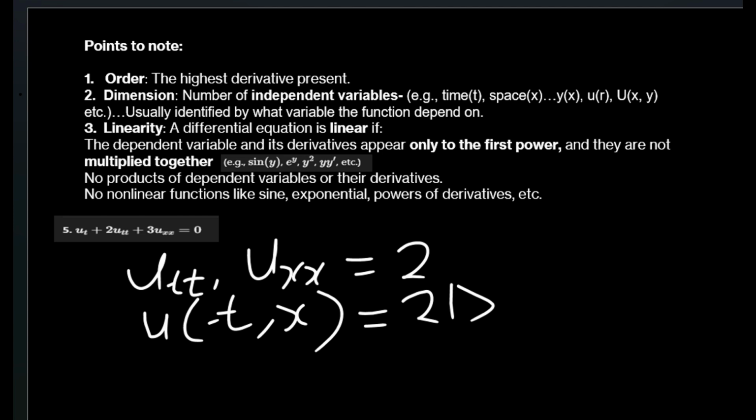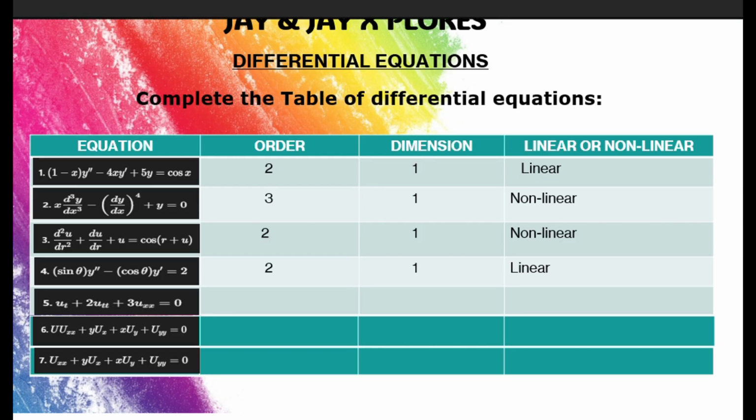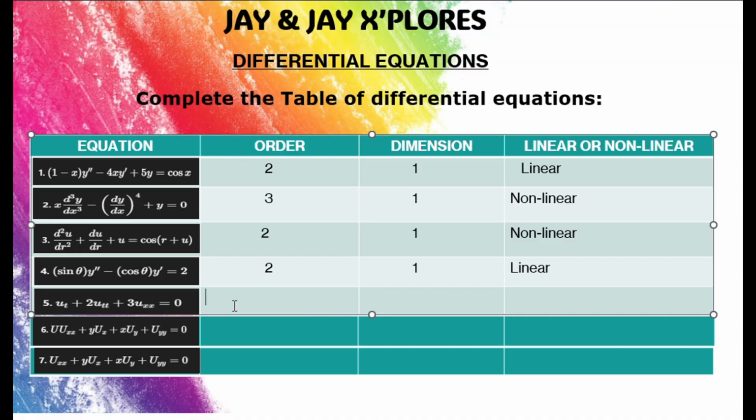Now let's look at linearity, right? I said an equation is a linear equation if its derivative is raised to the first power. So here we could see that this is a linear equation. It is a linear equation because there are no products of dependent variables as well. So let's put in these values to advance our table.